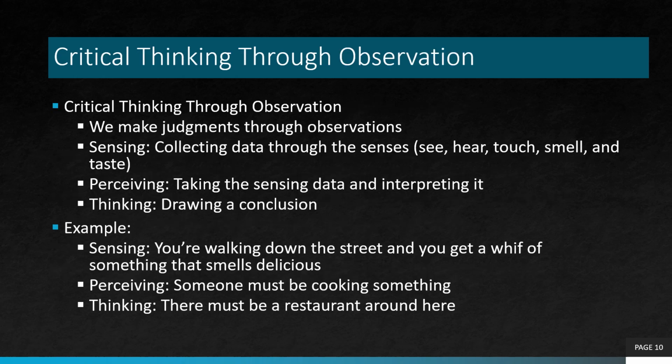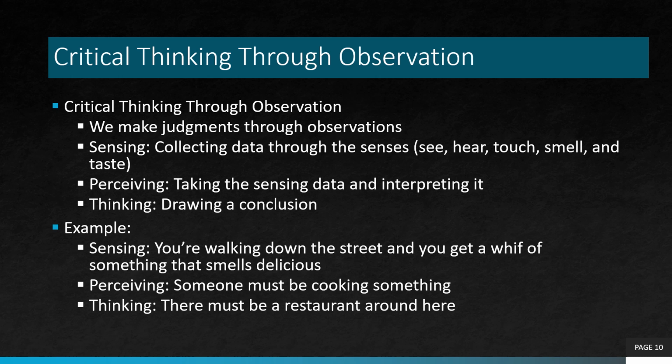We critically think when we are observing things, and we make judgments through observations. And critical thinking through observation, we go through sensing, perceiving, and thinking. Sensing is collecting the data through one of our 5 senses. Perceiving is taking that data and interpreting it and then drawing a conclusion.